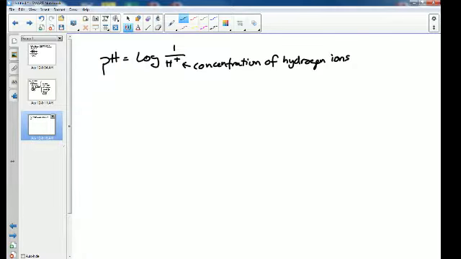Okay, I'm confused. Why is it H plus? Hydrogen ions are positively charged. Gotcha. Yeah. Okay. Physics really.